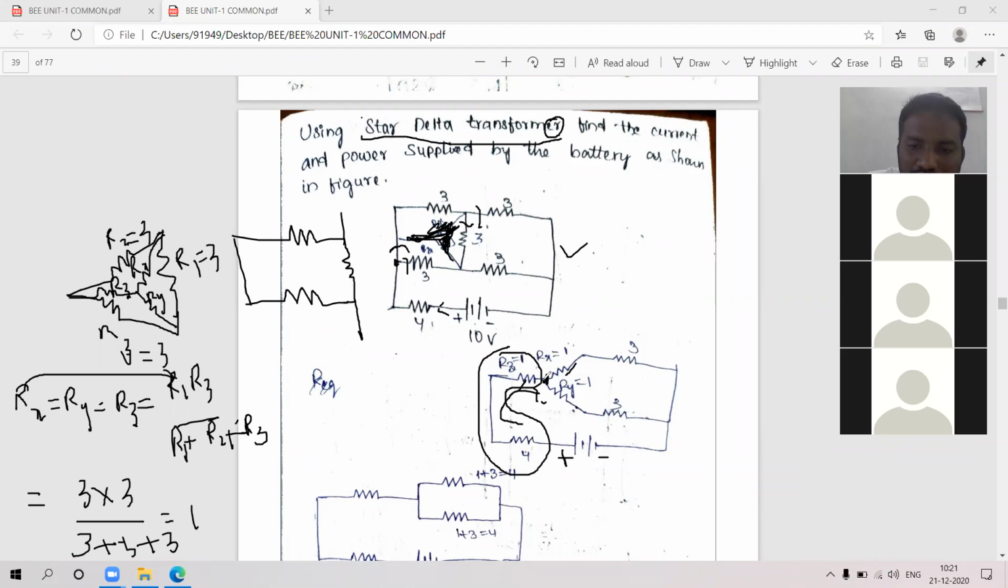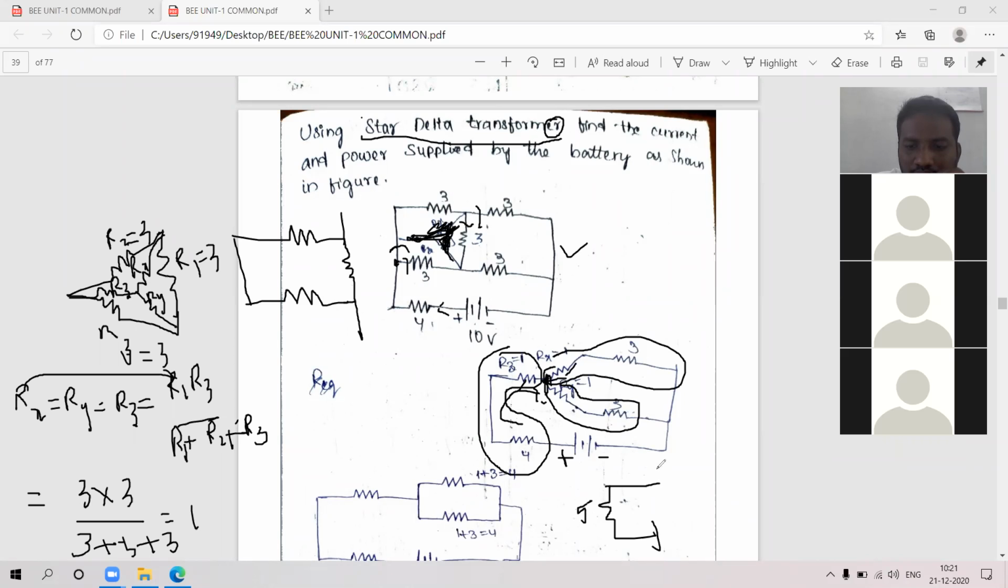And at this node, the current is dividing into two paths. One path has two resistors connected in series, and the other path also has two resistors connected in series. So I can minimize now. 4 plus 1 is 5. 4 plus 1 is 5 ohms.